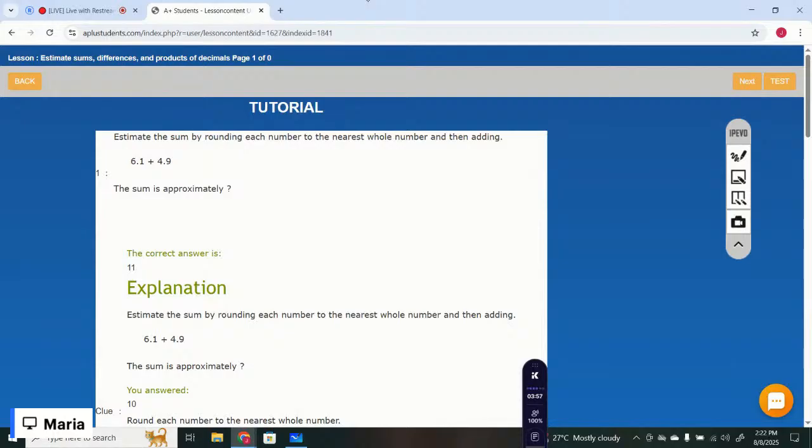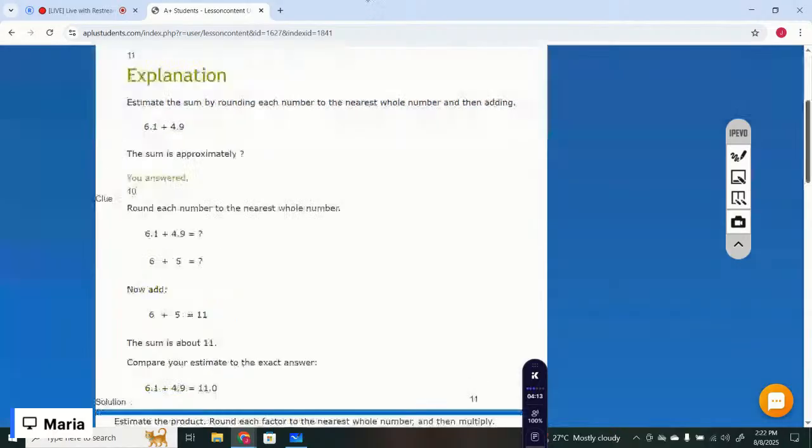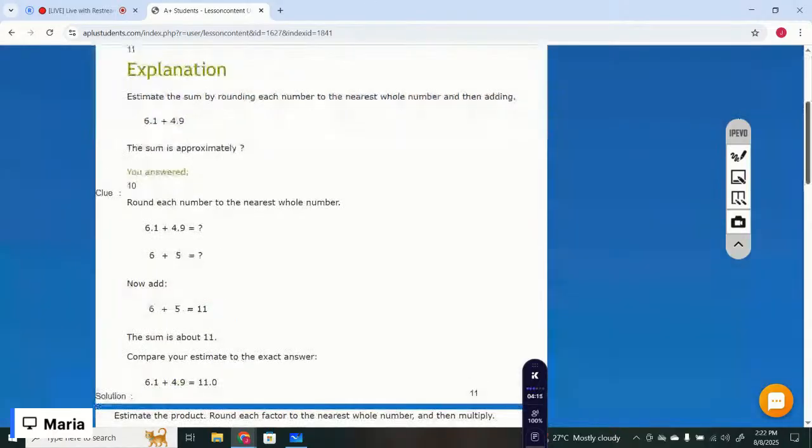Estimate the sum by rounding each number to the nearest whole number. 6.1 plus 4.9. So we need to round both the numbers, then we have to add.